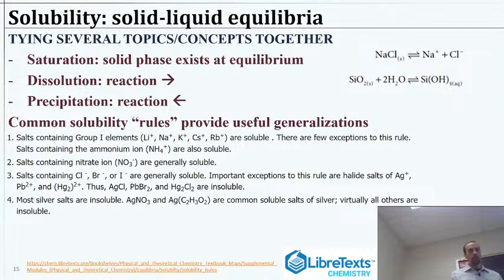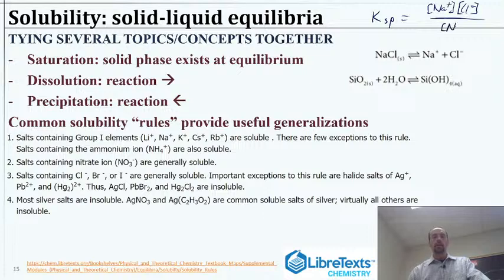And by the way, even before we get there, maybe this is on the next slide, but for any equilibrium reaction, we can write up the K, and this time I'm going to call it solubility product, KSP. It's the products over the reactants, right? So we're going to have, for example, sodium times chloride divided by sodium chloride.